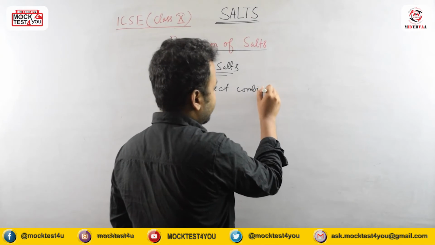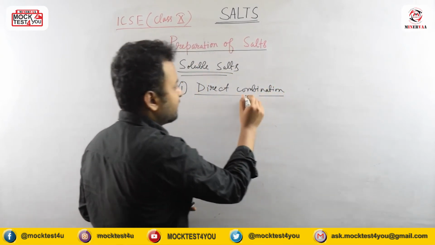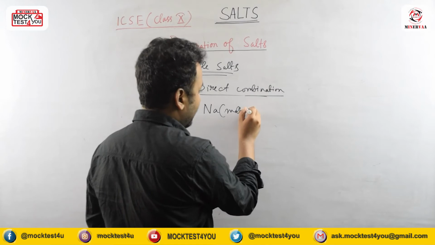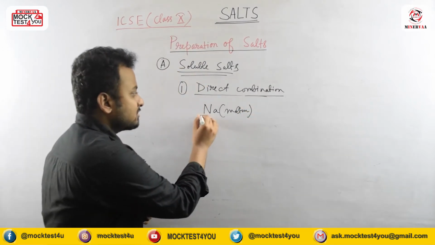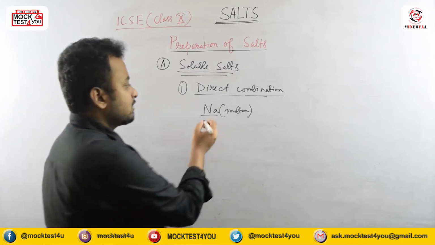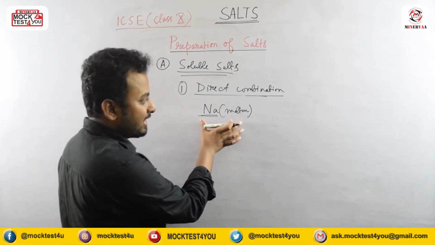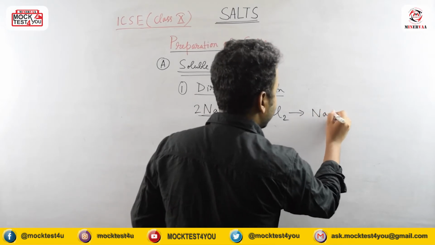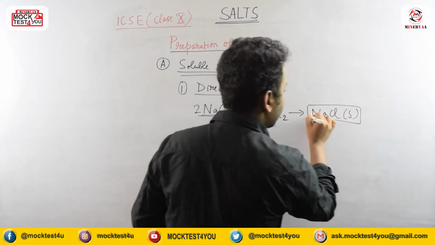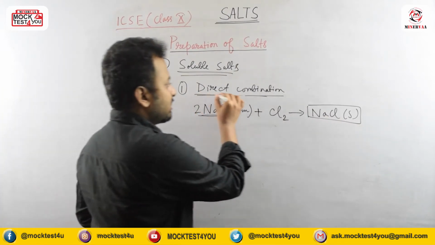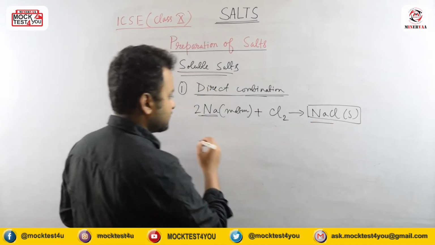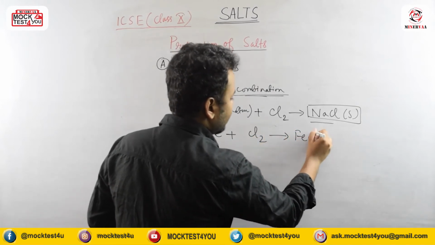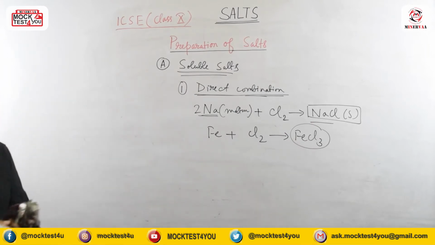The first method is direct combination reaction. If sodium is in molten state, what is molten state, students? When this sodium is melted. Sodium is a metal, we all know. By heating, when this sodium is melted, that molten sodium reacts with chlorine gas and we will get NaCl, solid. This salt will be produced. So by direct combination we can produce soluble salts. Iron can react with chlorine gas to produce FeCl3, which is also a soluble salt, right?